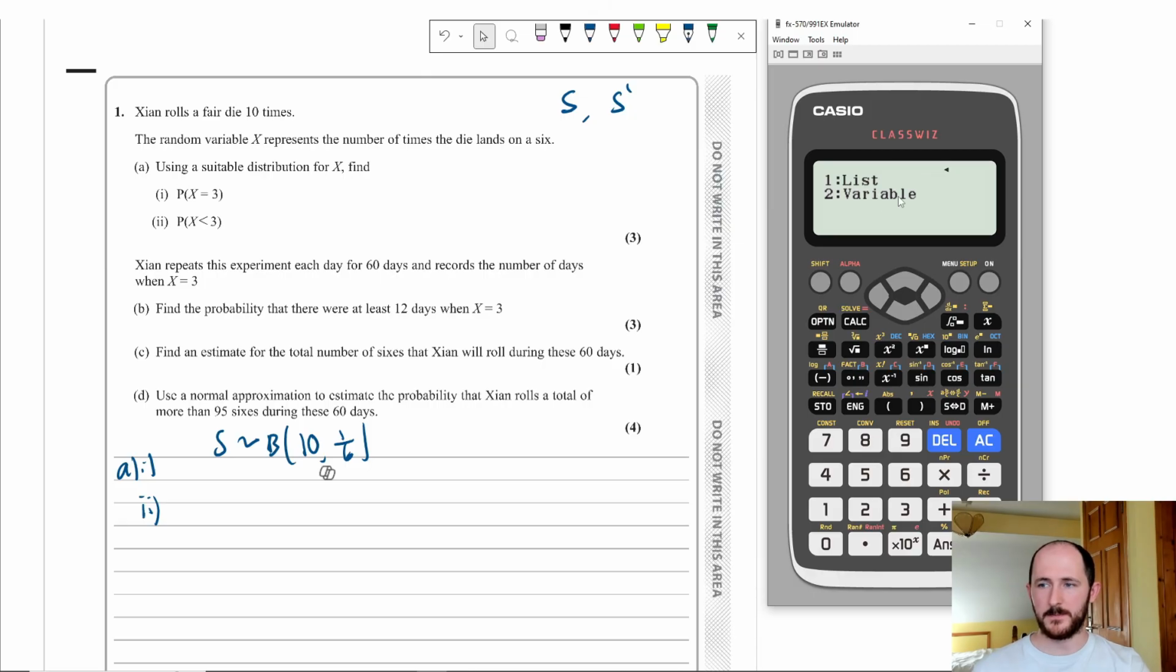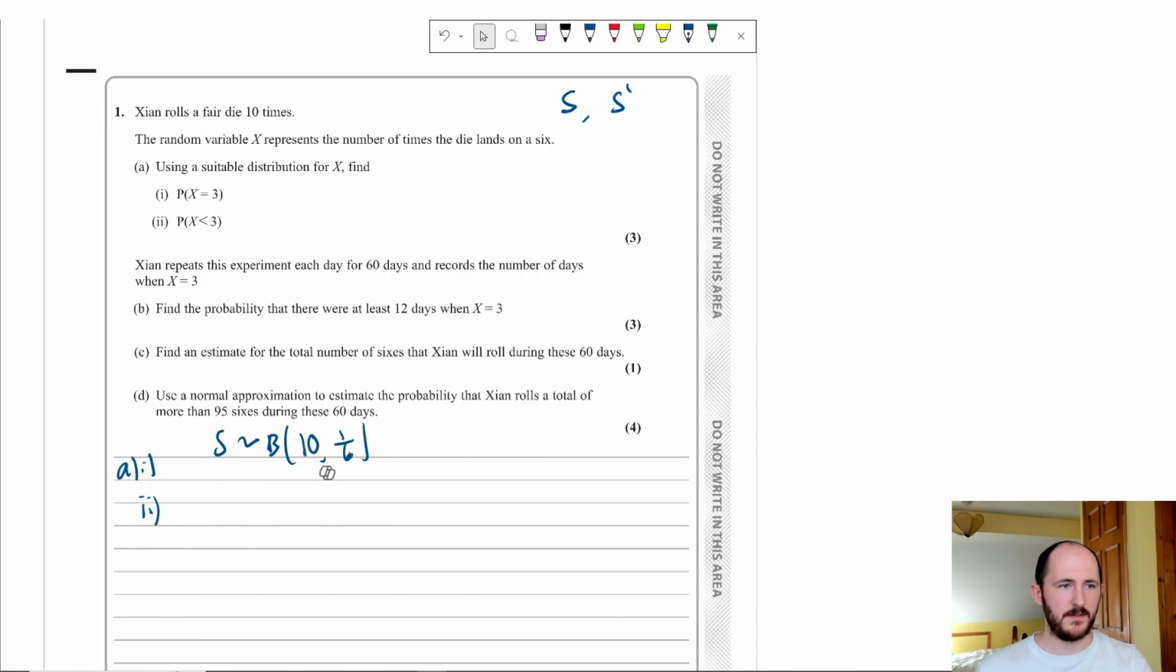So this time we're going to use PD. We're going to use variable. X is going to be 3. The number of times we're doing it is 10. And the probability is 1 over 6. Enter that, you get 0.155. I would probably recommend giving it to 4 decimal places, so 0.1550.